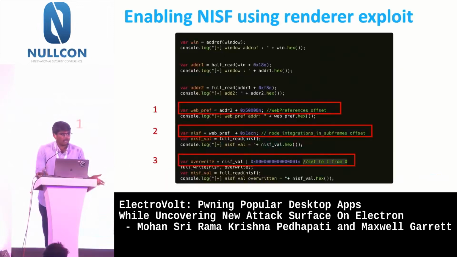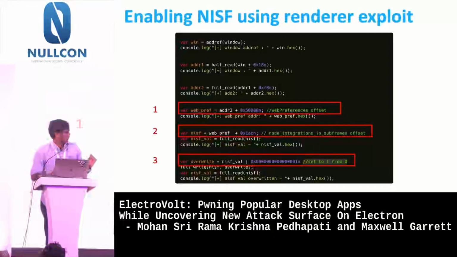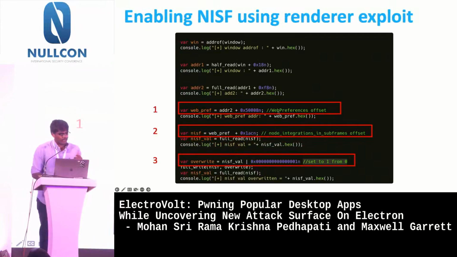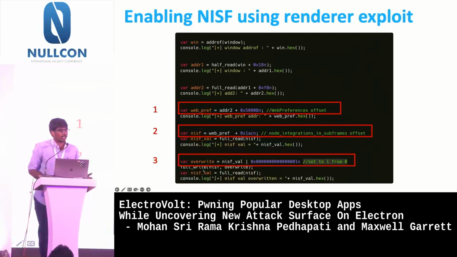So this is the exploit we used. After the JIT exploit, we get arbitrary read and arbitrary write. And using that arbitrary read, we find the offsets to the web preferences. Then we find the offset to nodeIntegrationInSubFrames, and we override it. We are just flipping the bit to 1. So we set it to 1 and override that, and bam, we got access to node integration.